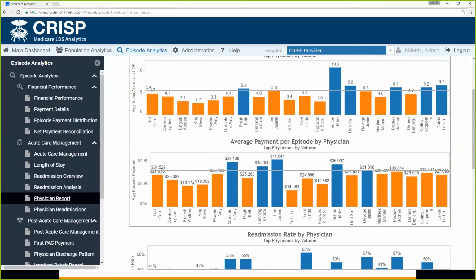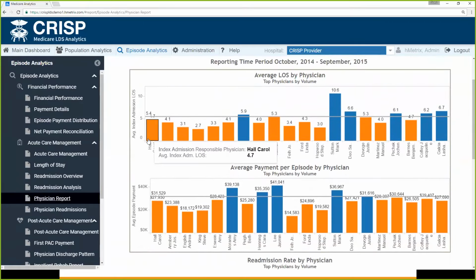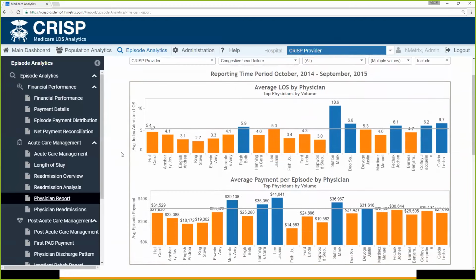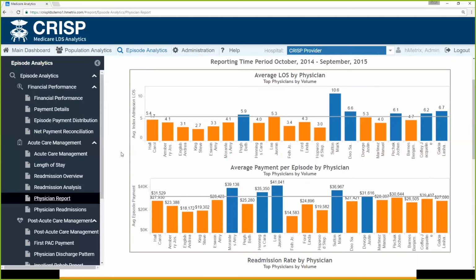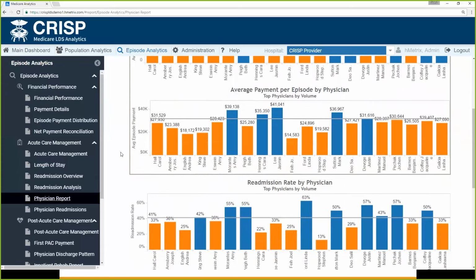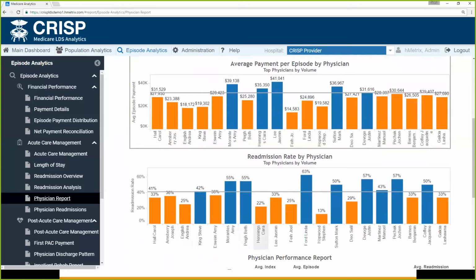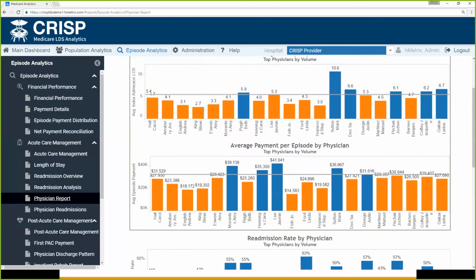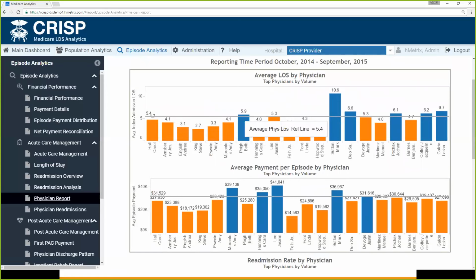So I'm looking at this and I want to identify a physician that maybe is not performing as well as we would like, and we want to try to understand why. Or maybe my goal is to reduce readmissions for CHF, so I want to find a physician that has a high readmission rate. So here's one physician, just picking one. It's Dr. Beth, who has a 55% readmission rate and also happens to have a higher average length of stay for one reason or another.